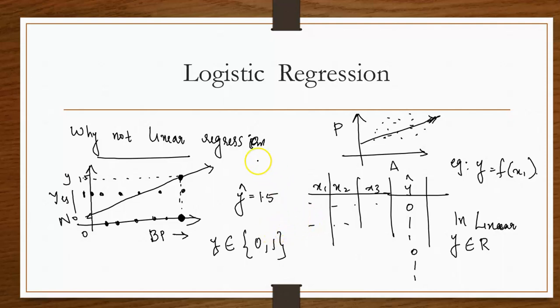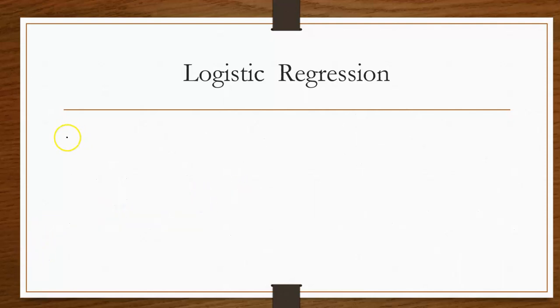Okay, so now we can see the detailed equations of logistic regression. As we have already seen, linear regression is not useful when the output is 1 or 0.